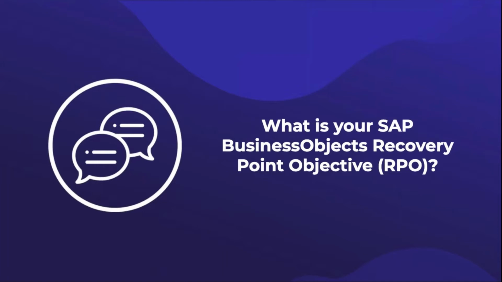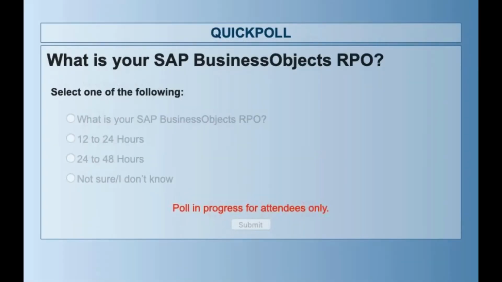Okay. So go ahead, Bruno. Sorry. So for this first poll, we're interested to know if you know about your RPO for business objects. What is your business objects RPO? Do you know it? Is it 12 to 24 hours, 24 to 48 hours, or you're not sure? So either you don't know, that's possible, or we're just curious to know your timelines around that.